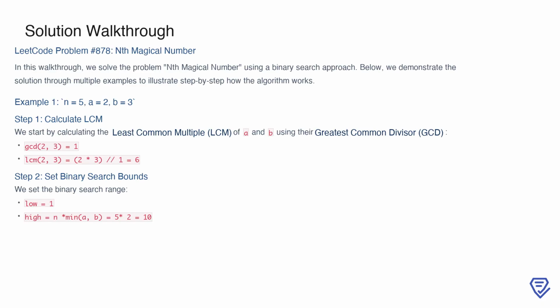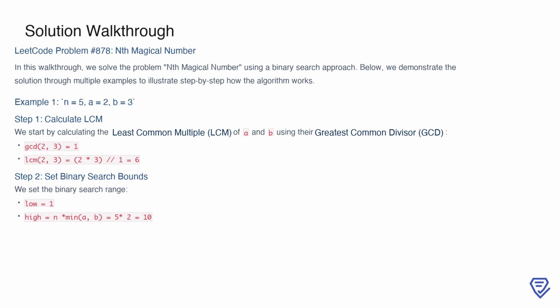In this problem, we aim to find the nth magical number, where a magical number is divisible by either A or B. To solve this efficiently, we use a binary search approach. Let's consider the example where n equals 5, A equals 2, and B equals 3.